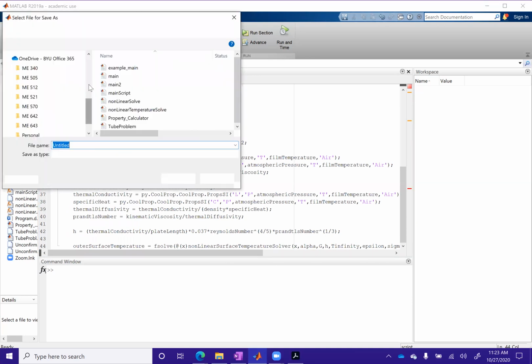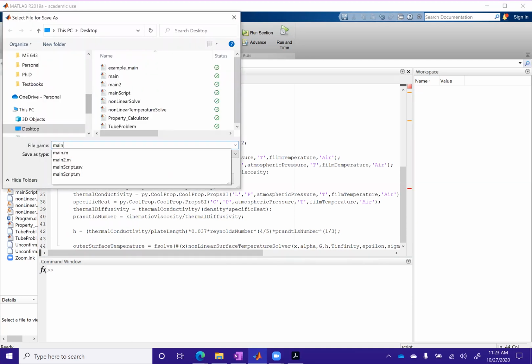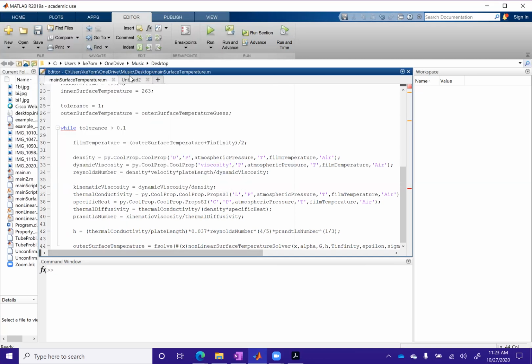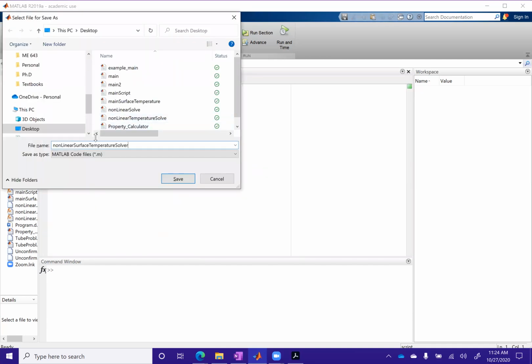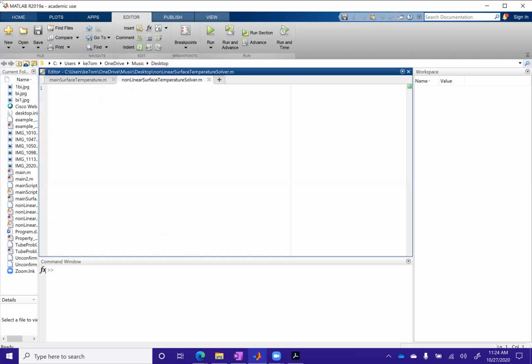So I'm going to save this as my main, right? I'm going to call this main surface temperature. And then remember this one over here, I'm going to save it as this nonlinear surface temperature solver. Now what I'm going to do is say function. I'm going to say my outer surface temperature is equal to my nonlinear surface temperature solver.